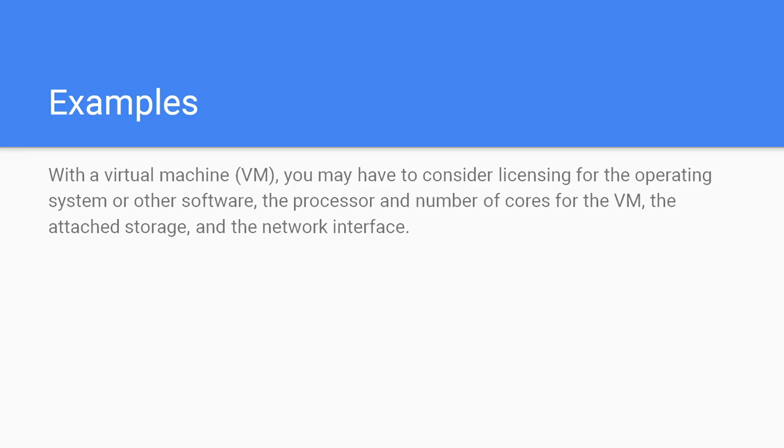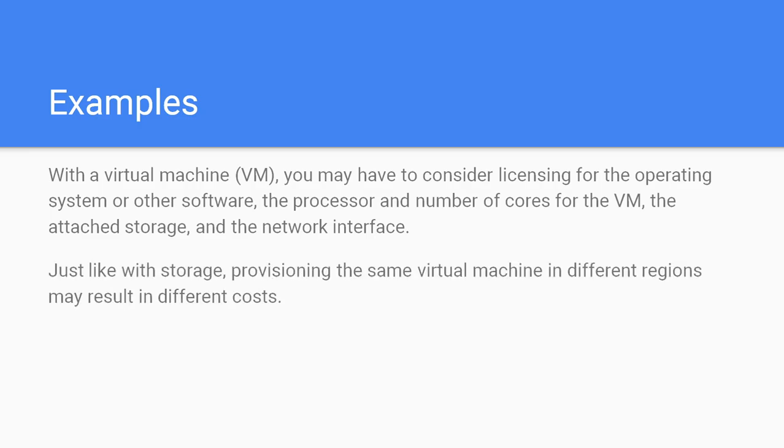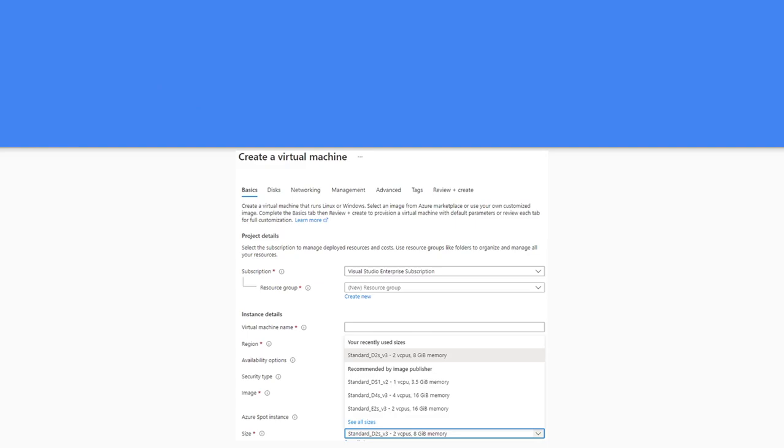All right. With a virtual machine (VM), you may have to consider licensing for the operating system or other software, the processor and number of cores for the VM, the attached storage, and the network interface. Just like with storage, provisioning the same virtual machine in different regions may result in different costs. Here you can see the region, the availability option, and the size. We also have the option of an Azure Spot instance. Here you can see that we can use different sizes.